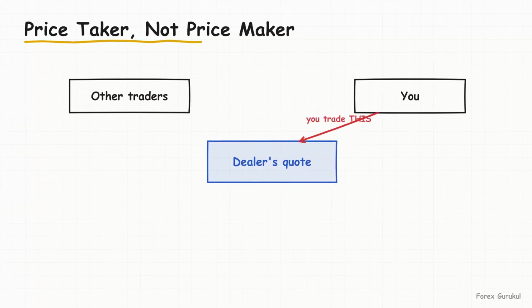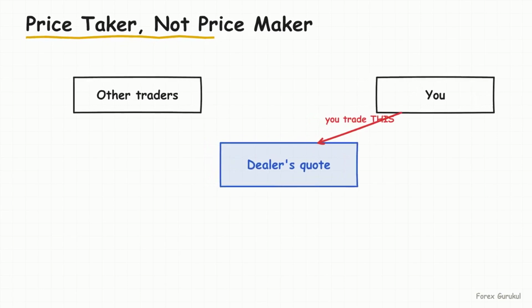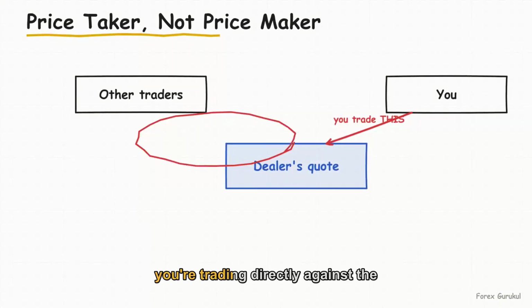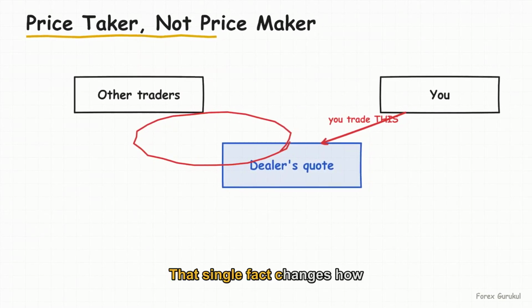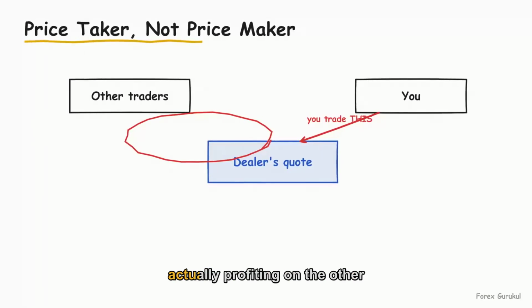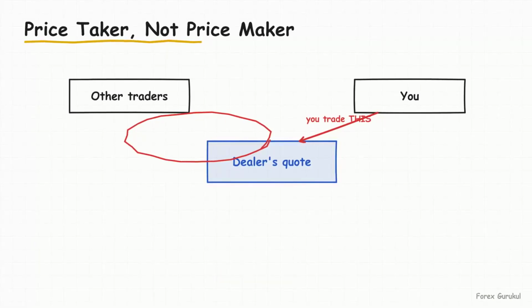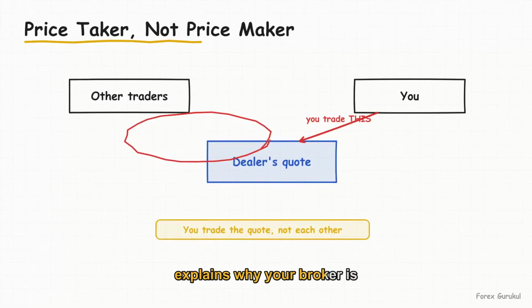In retail Forex, you're almost always a price taker. You're not matched peer-to-peer, you're trading directly against the dealer's quoted bid and ask. That single fact changes how you should think about who's actually profiting on the other side of your fill. And the part that actually explains why your broker is fine either way, win or lose, is coming right up next.